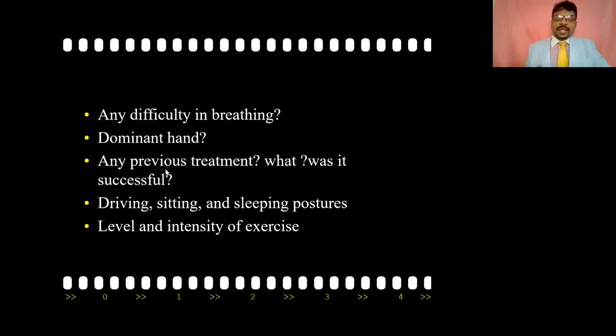So we have to check exactly how much intensity they are practicing, and also what level it is: mild, moderate or severe. So what type of exercise they are doing regularly. Is there any restriction of movement because of the abnormalities? We have to rule that out. So that is all about the history.